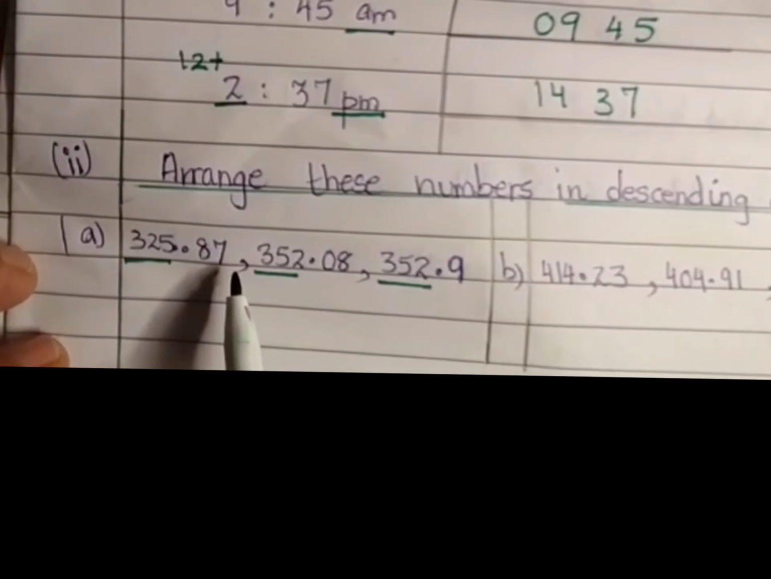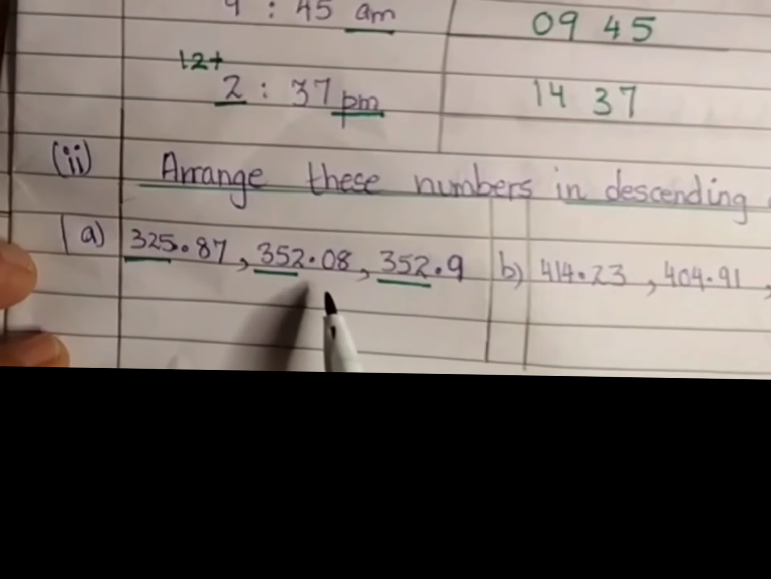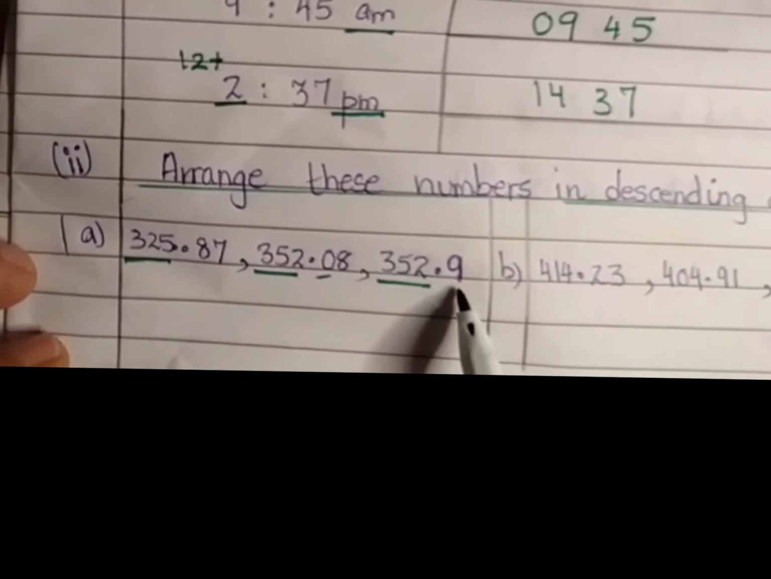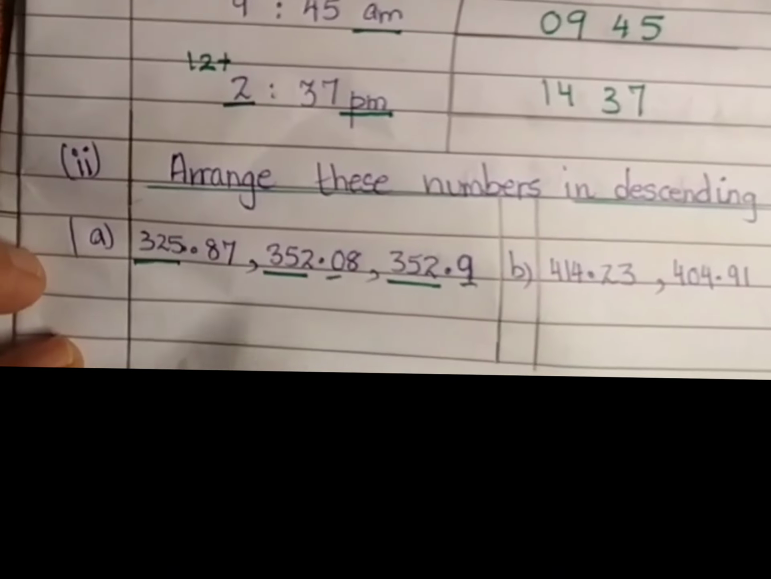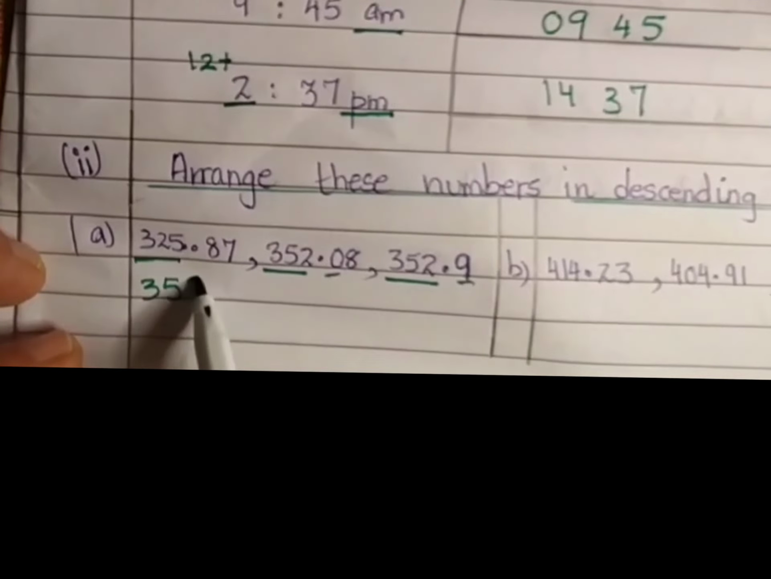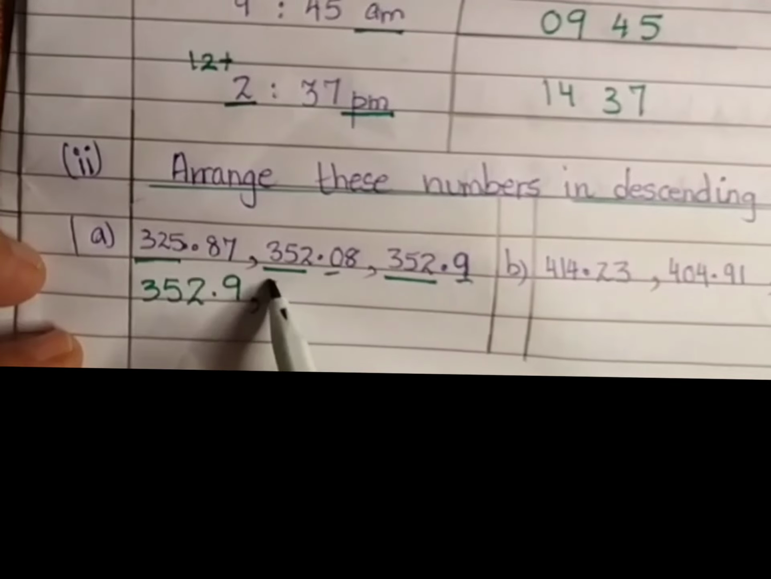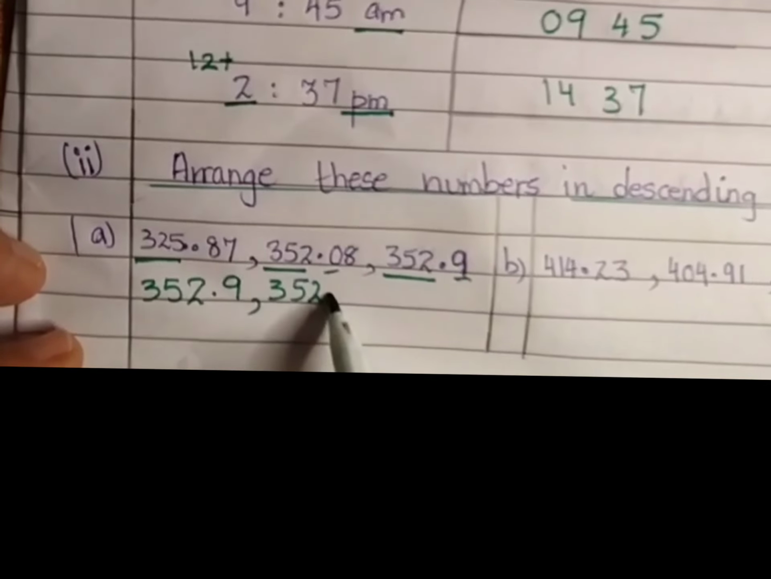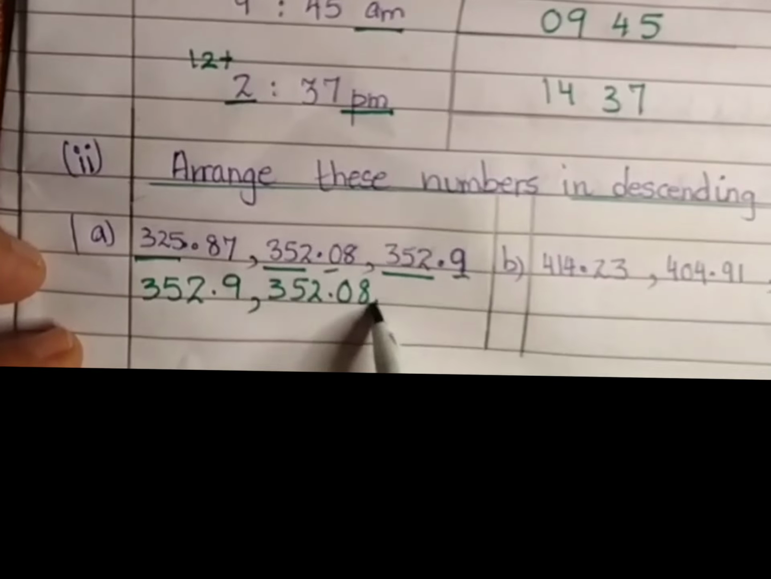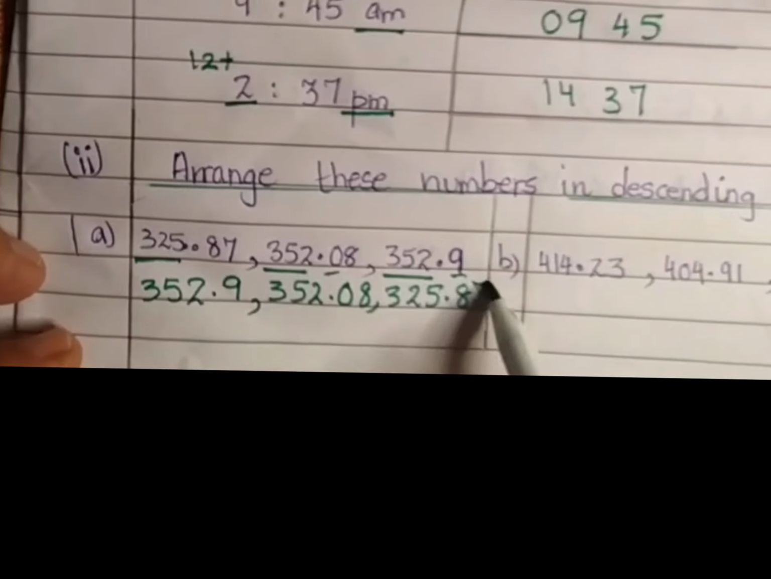So for now, you'll ignore this, and you will just focus on the two alike whole numbers. Let's have a look at the tenths place. You have 0 here and you have 9. The biggest of all is 352.9. Then comes, of course, 352.08, and the smallest of all is 325.87.